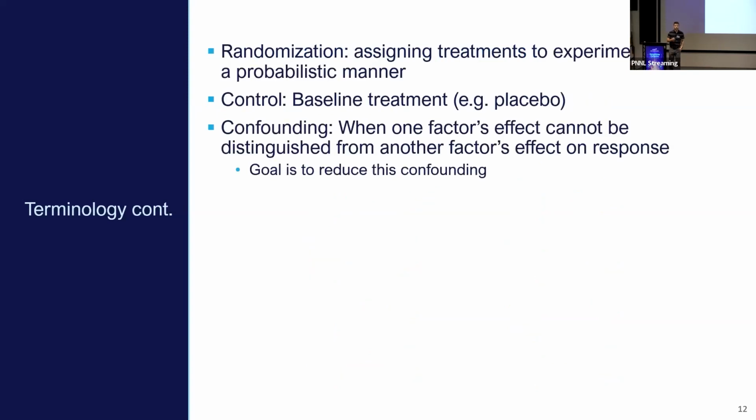And then just a few last pieces of terminology. Randomization is how we are assigning treatments to experimental units in a probabilistic manner. The control is going to be that baseline treatment. If you're thinking of clinical trials, it might be the placebo that the patient is receiving. As well as confounding, and that's when one factor's effect can't be distinguished from another factor's effect on the response. And so the goal of all of this is to reduce that confounding.